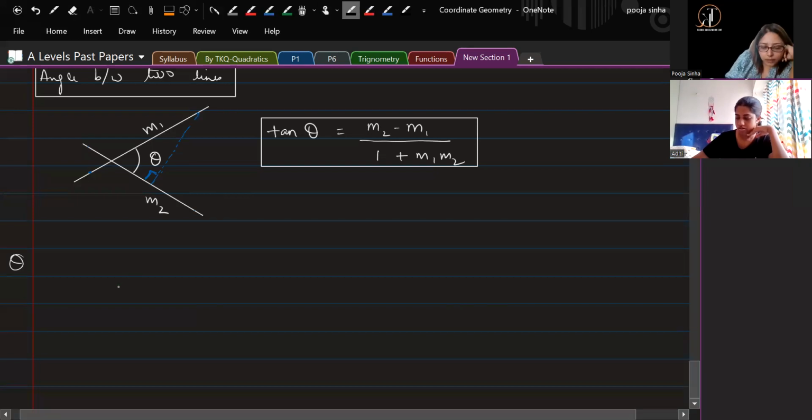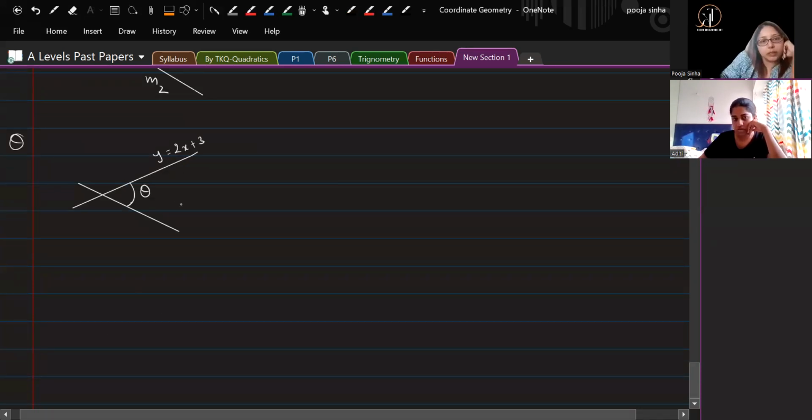Question is, again you have 2 lines. Angle between them is theta. One line is y equals 2x plus 3. Another line is 3y plus 15x is equal to 12. Find theta. Okay, give me a moment here.